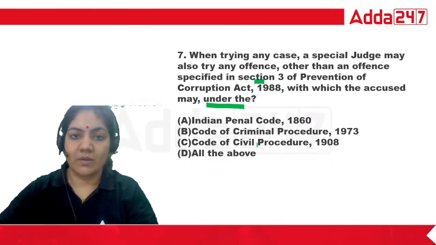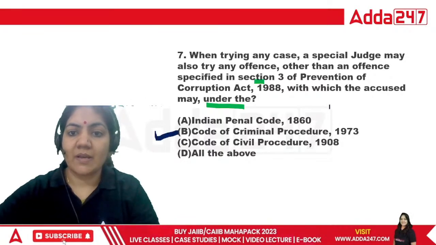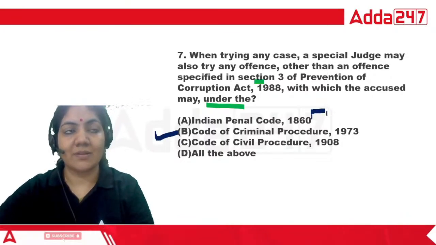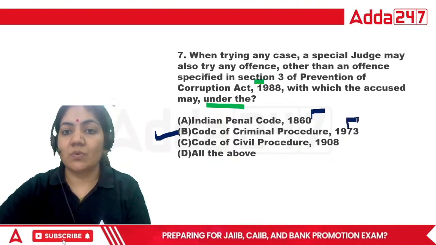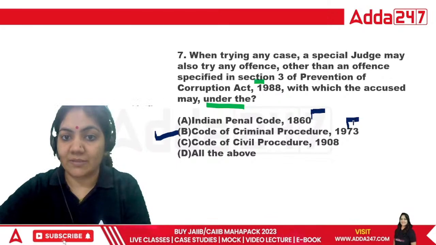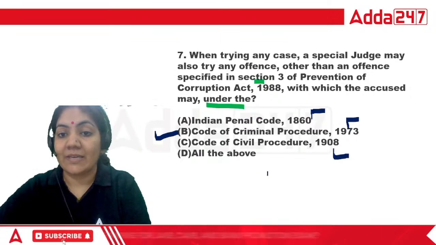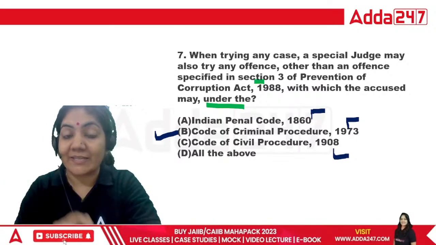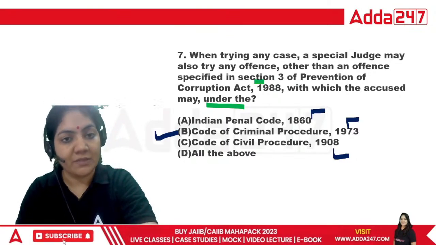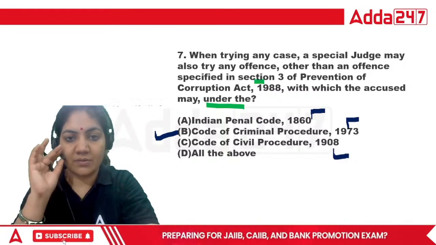For the seventh one, the right answer will be that is CRPC. IPC is the act which talks about the definition of offence and its punishment. CRPC is the procedure of each act. Okay. CPC is the procedure of civil wrongful act, and all of the above. But the Prevention of Corruption Act basically deals with the B point, that is the Code of Criminal Procedure. So seventh one, B is the right answer. Got it? Next.